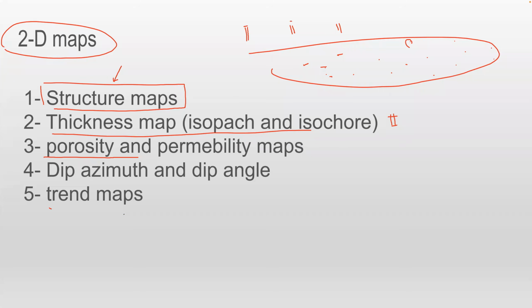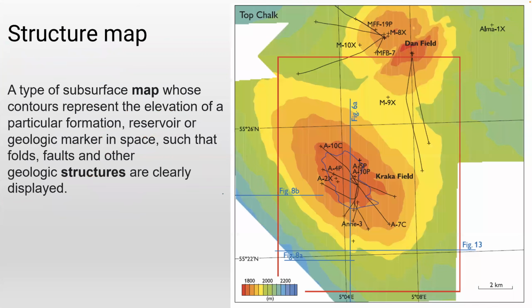So that's this type of map. Also, you should have some sort of dip azimuth and dip angle. I will show you in the next slide this type of map for the static model. Let me show you some of them. For example, the first one is the structure map. The structure map is a type of subsurface map that has the elevation of the interval in subsea.